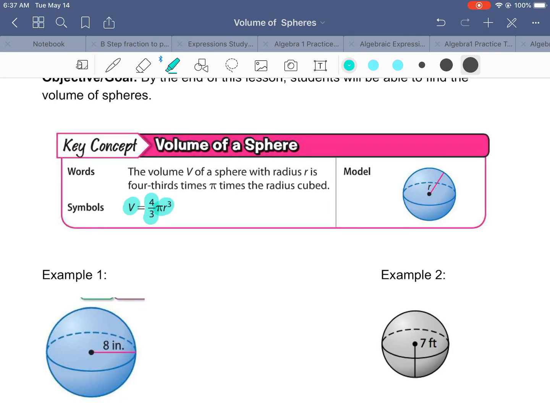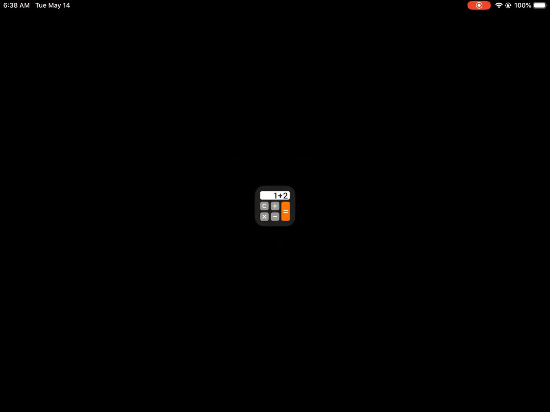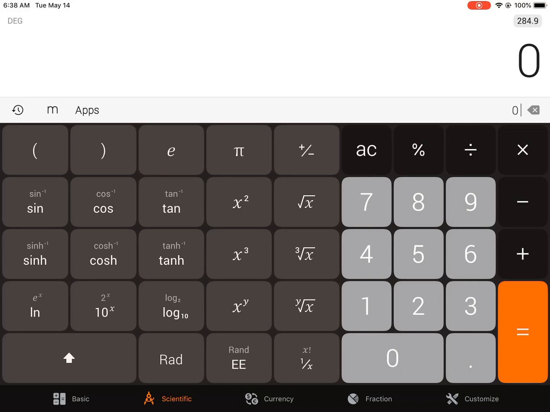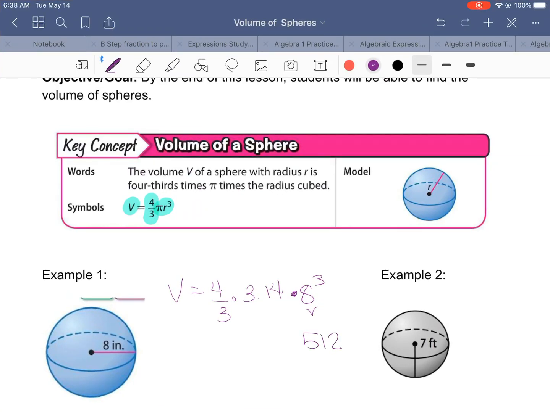I'll kind of walk you through it. You want to always write out what you're doing. So 4/3 times pi, you can use 3.14 or the pi sign on your calculator, whatever you prefer, times the radius, which is 8 in this case, cubed. Let's do 8 cubed first. Get out the calculator. 8 cubed is 512. So 512 times 3.14 times 4/3.